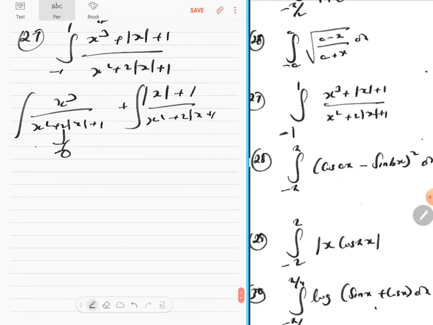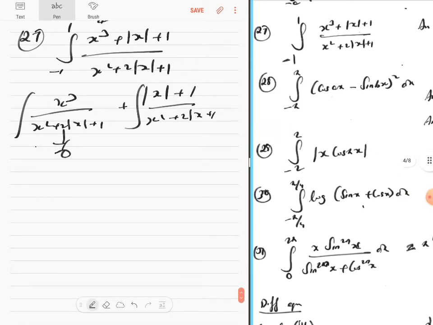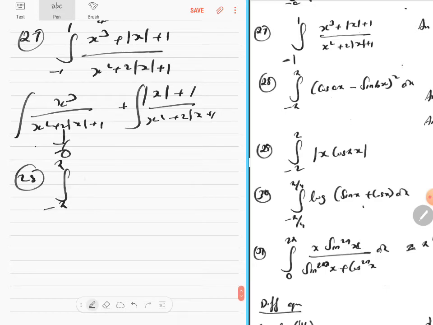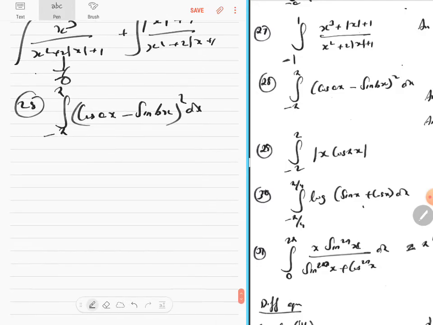Okay, so let's go to the next question, the 28th question. Minus pi to pi of cos ax minus sin bx, the whole square, into dx. So what about the property? Is it f of minus x? No, I have to split this up to use the property. I can't use the property now.